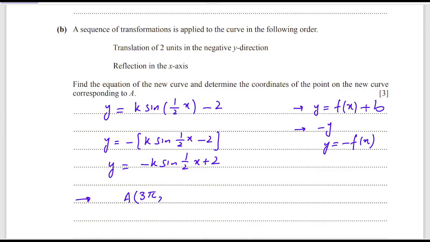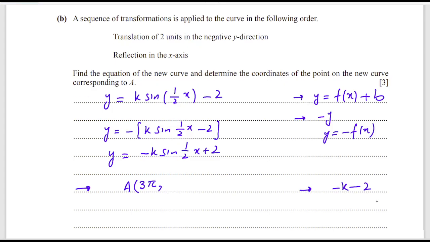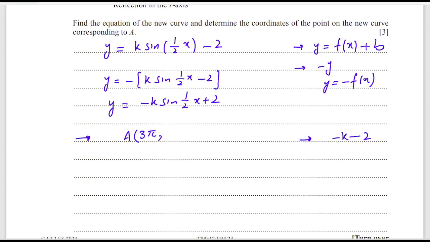However, the y coordinate will change. Since previously the y coordinate of the minimum point is minus k, after a translation of 2 units downward, the y coordinate of the new minimum point will be minus k minus 2. And when we reflect it about the x-axis, we multiply the y coordinate by a negative sign, so the new y coordinate will be k plus 2. So the new minimum point is 3 pi, k plus 2.